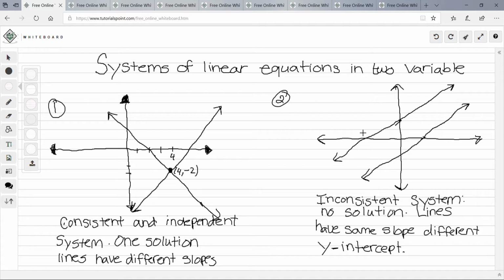In graph 2, when the lines are parallel, they're inconsistent. They have no solutions. The lines have the same slope, different y-intercepts, right? That's just how parallel lines are.